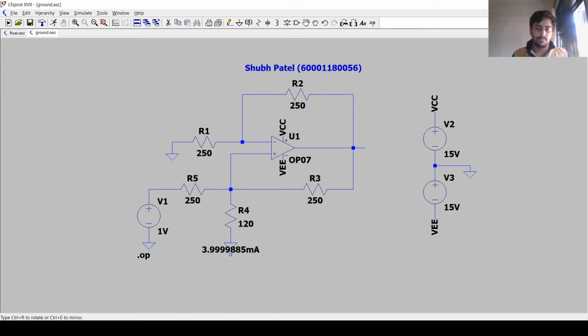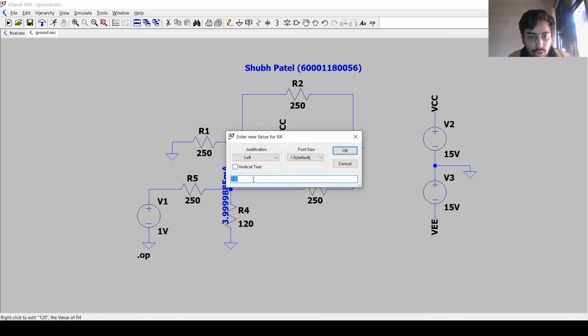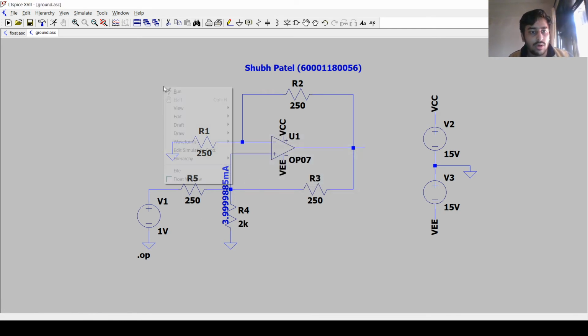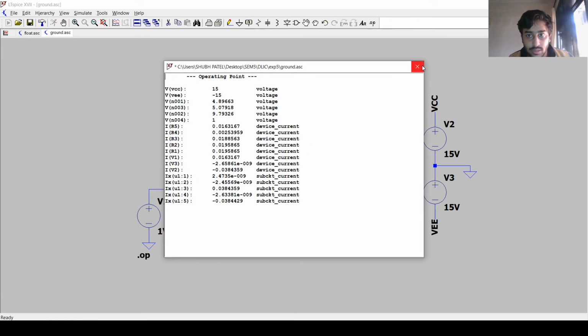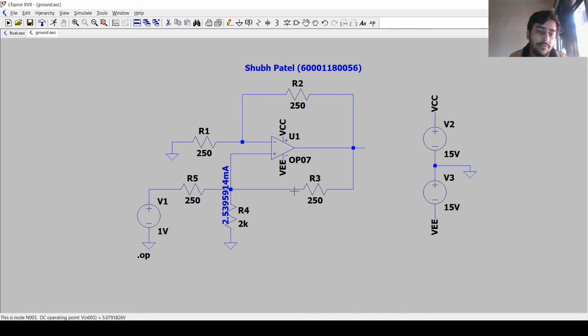To check whether the hypothesis is right or wrong, let's change the value of RL so that we can see whether it is dependent or independent. So first remove this, let it be. Let's change it to 2 kilo ohms. Now let's run. It should be 4 milliamps, but let's see. So it is 2.539 milliamperes, which means that it is dependent on RL. So our hypothesis is proven wrong.